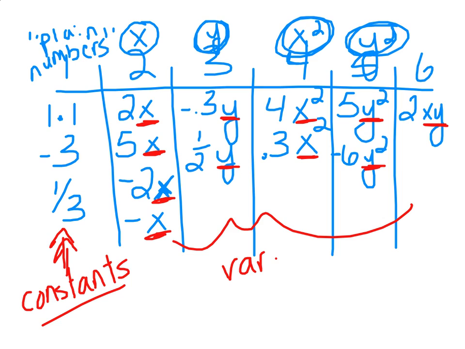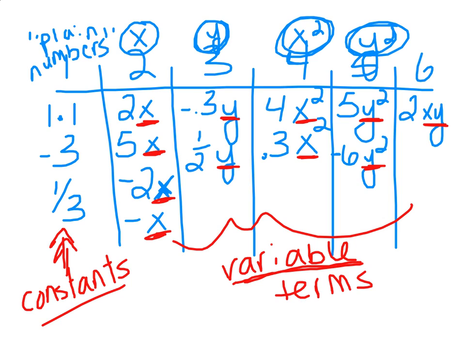Why? Because they all have a variable, and their value can vary because whatever x is going to change what the value of 2x is. If x is a 3, or if x is a -2, or if x is half, it could change and it can vary. So that's why we call it a variable term. So we have things called constants, and we have things called variable terms.